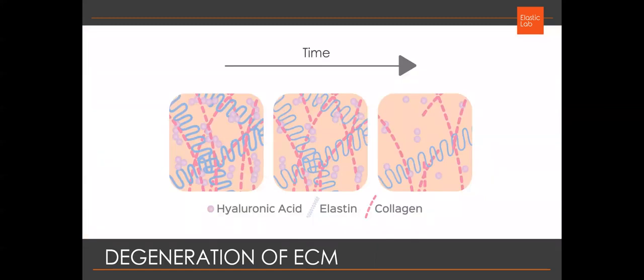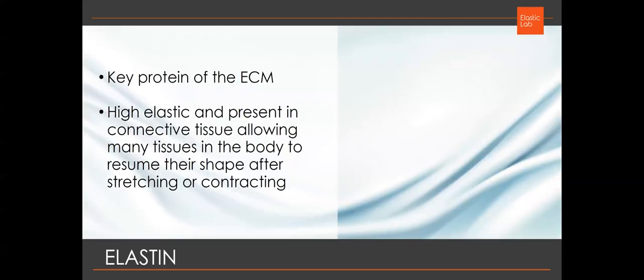So what happens to the ECM as we age? If you look at the diagram, on the left we have various collagen, elastin, and hyaluronic acid molecules. As time goes on, i.e. as we age, they reduce in number. Therefore, you lose the volume, the elasticity, and the hydration properties of the skin.